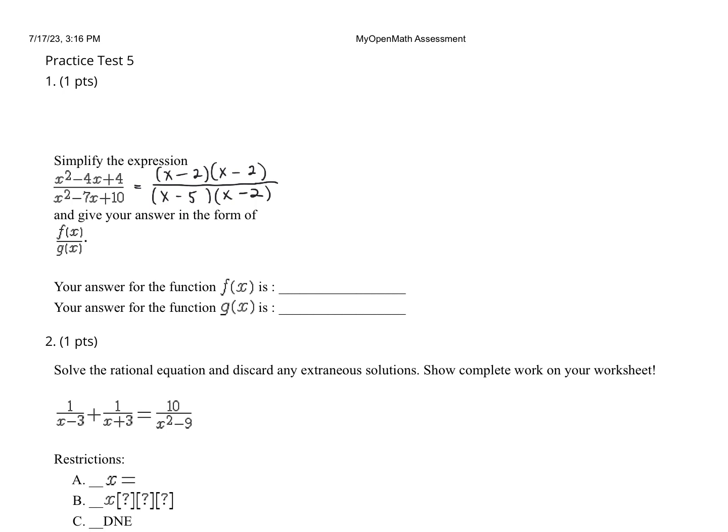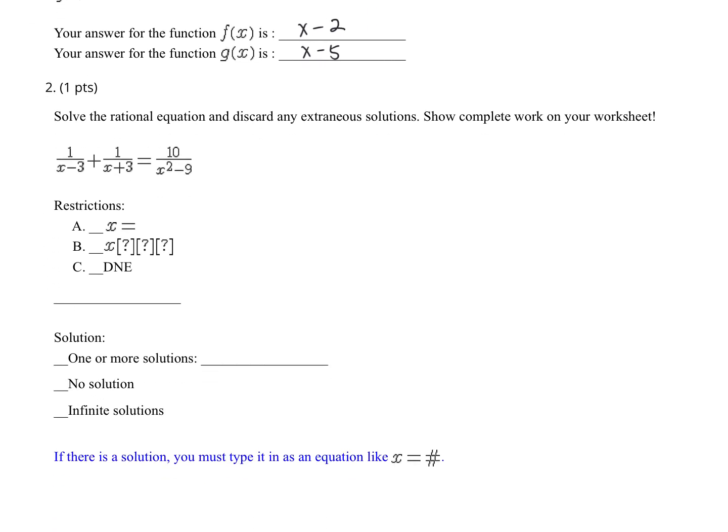So since we have a common factor of x minus 2, we can cancel those out. So this is x minus 2 over x minus 5. So for f of x, it says to give your answer in the form f of x over g of x. So in this blank you would put x minus 2, and in this blank you would put x minus 5.